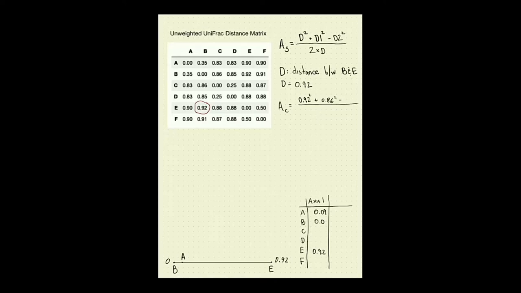So I will put 0.88 squared over 2 times D, so 2 times 0.92. Again, off screen, I am just going to use my calculator. And the value that I get this time is that AC equals 0.44. So I'll enter that in my table here, and I'll put C on this axis. Again, this axis is not really to scale here. Okay, so I am going to now move on.